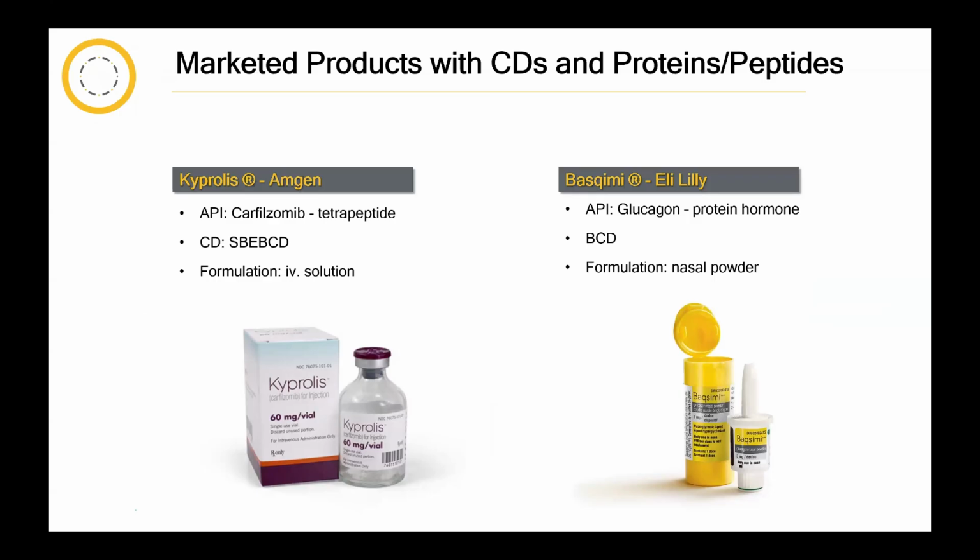But there are some with smaller molecules, with peptides. For example, the tetrapeptide carfilzomib is used in a clear IV solution with sulfobutyl, and Baqsimi that I already mentioned. It's a glucagon-containing product, which is a protein hormone. We are using beta cyclodextrin, and the final formulation is a nasal powder. And by that, in the first example, Kyprolis is using cyclodextrin for solubility increasing, while Baqsimi is using cyclodextrin for permeation enhancing.